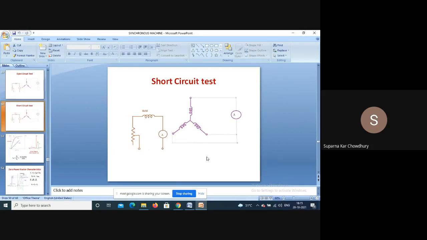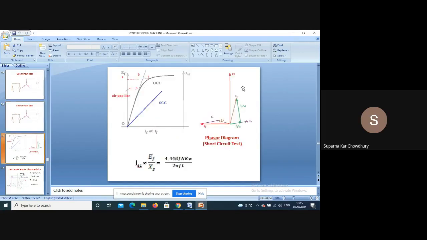Under this condition, we have seen the short circuit phasor diagram. As the resistance is very small compared to the leakage reactance, the short circuit current will be almost a zero power factor current. So the armature reaction is almost fully demagnetizing in nature, and the resultant MMF is small. So in the short circuit condition, there is no saturation, and the characteristic is a straight line.